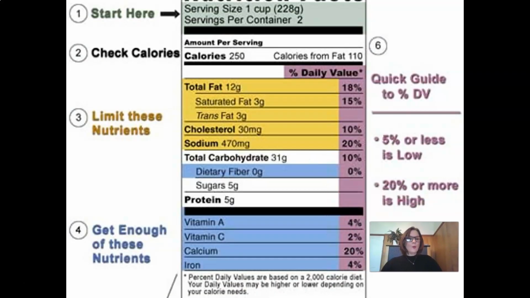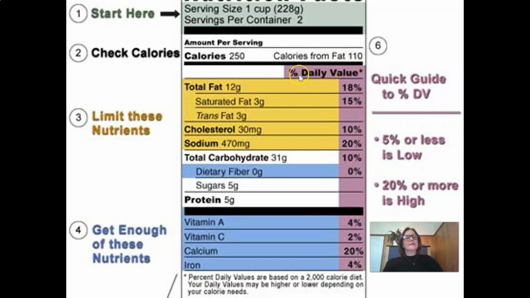So over here, we have a food label, and we're going to take a look first of all at the serving size. So we take a look at the serving size and how many servings you should get per container. So this serving size is 1 cup at 228 grams, and from this you should get 2 servings. Okay, the amount per serving is 250 calories, and your calories from fat is 110.